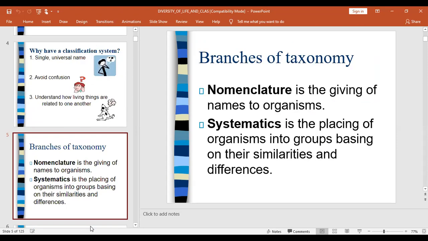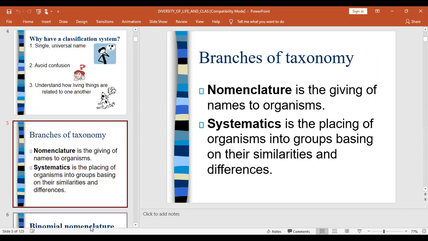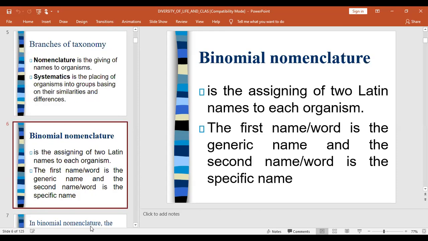So we have several branches of taxonomy. We have what we call nomenclature, which is about giving names to different organisms. And then the second branch of taxonomy is called systematics. Systematics means placing organisms into groups based on their similarities and differences. Now, those that have close similarities are always put as members of the same taxa. Taxa talks about the hierarchy, different levels in which organisms exist. But systematics means that we are placing them in groups based on their similarities and their differences.